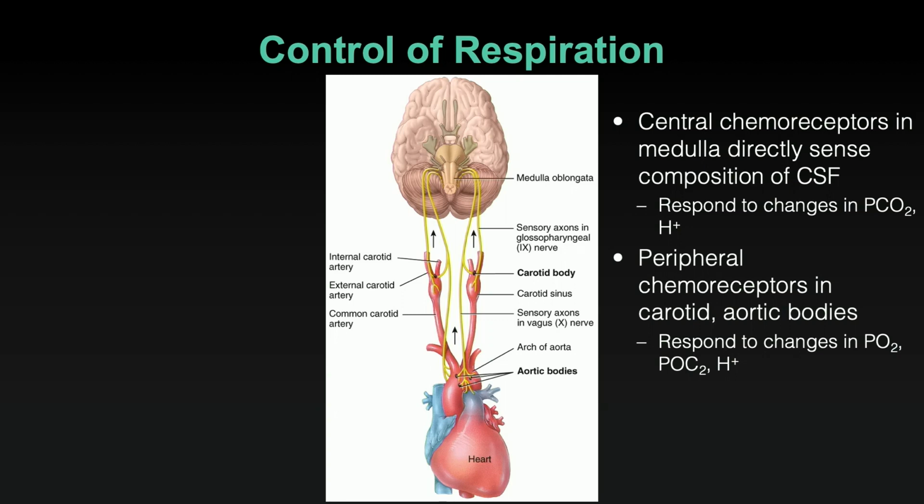So central chemoreceptors in the medulla, picture it right here in the brainstem, the medulla oblongata. We have central chemoreceptors there, and they respond to changes only in PCO2 and pH. They don't monitor O2. Central chemoreceptors, which are arguably the most important and provide the most potent signal, only sense PCO2 and/or pH.